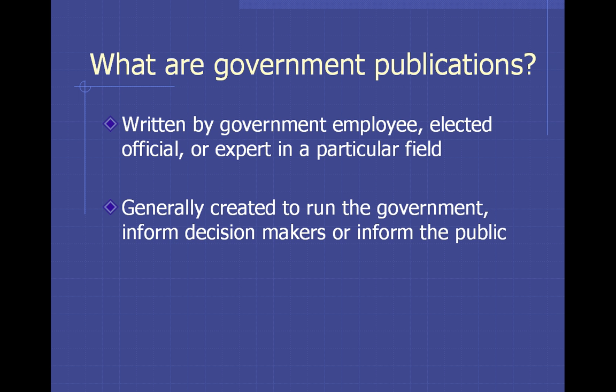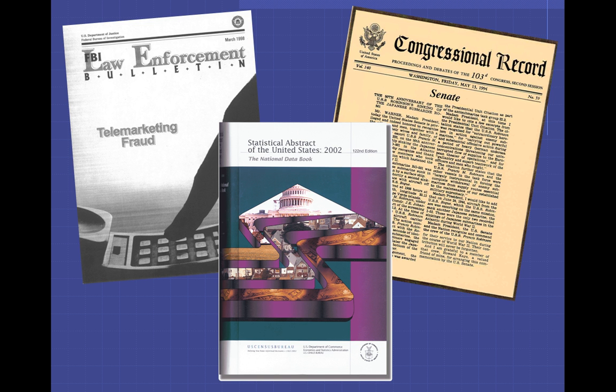The next type of source is the government publications. These are usually written by a particular government employee, an elected official, or an expert in a particular field. Generally, these publications are created to run the government or make informed decisions to inform the general population. Let's take a look at some of these. These can be published annually, weekly, monthly, and so forth.